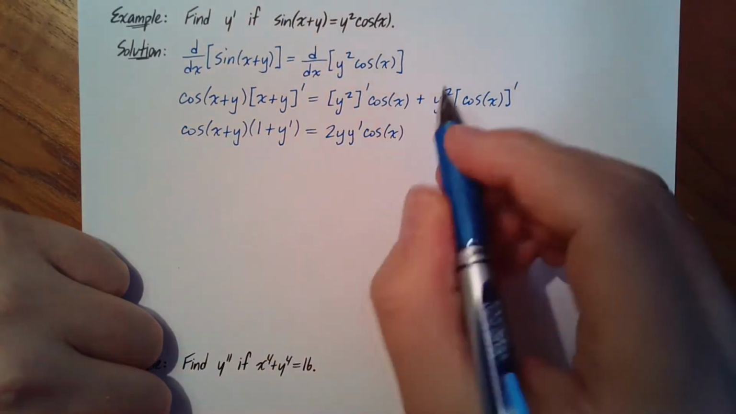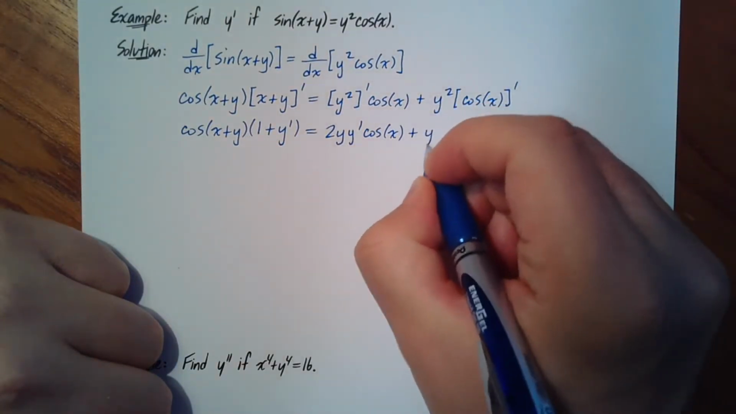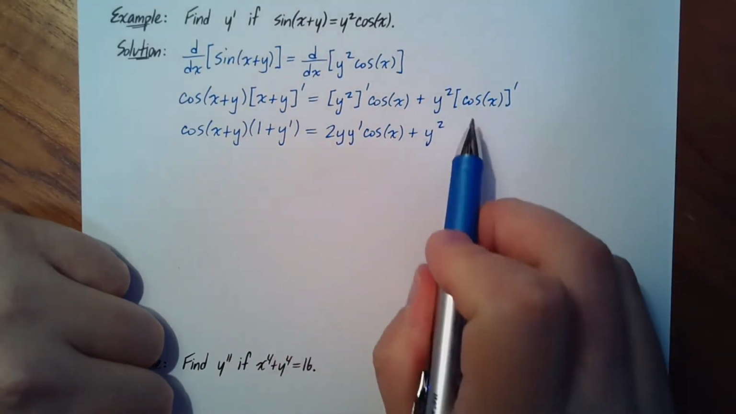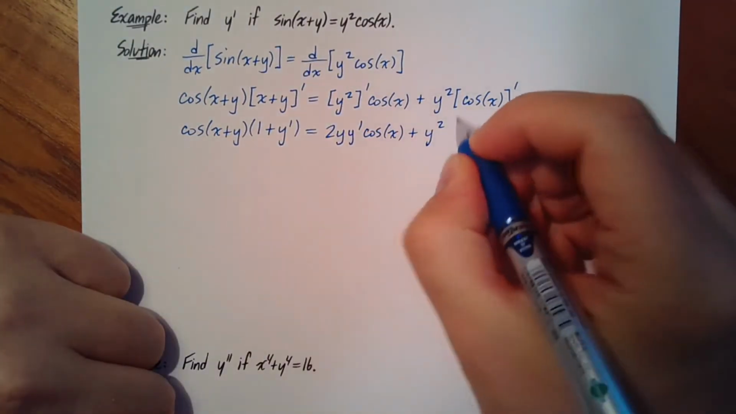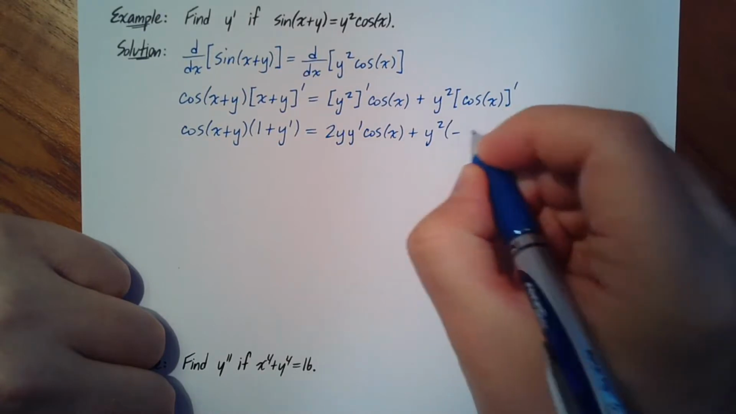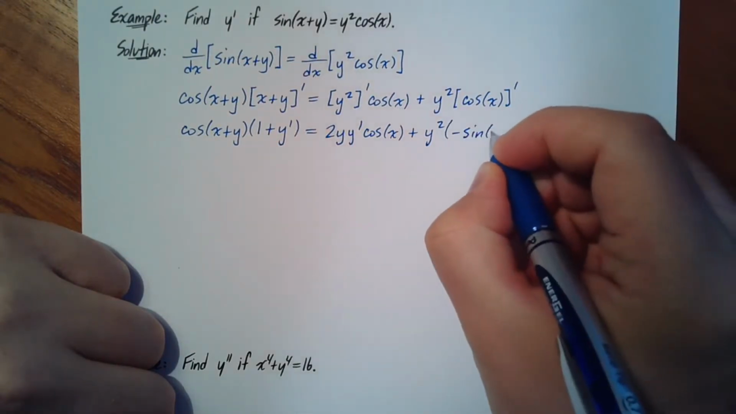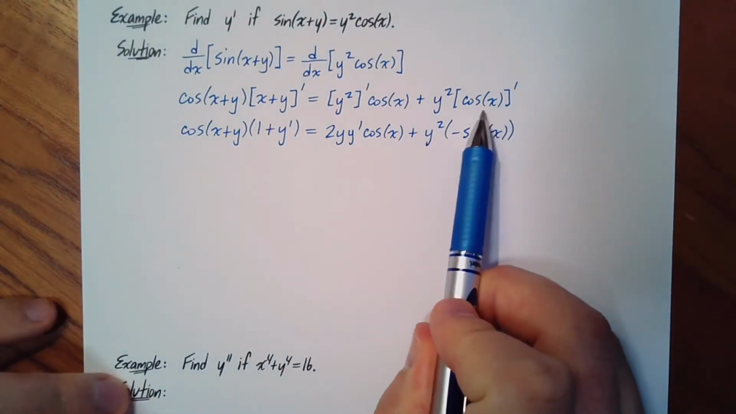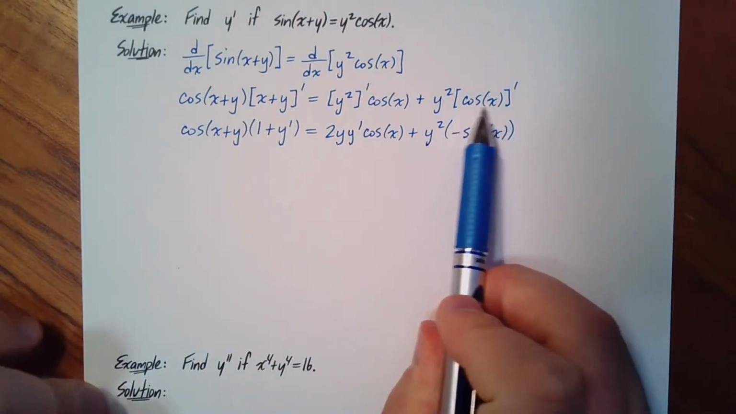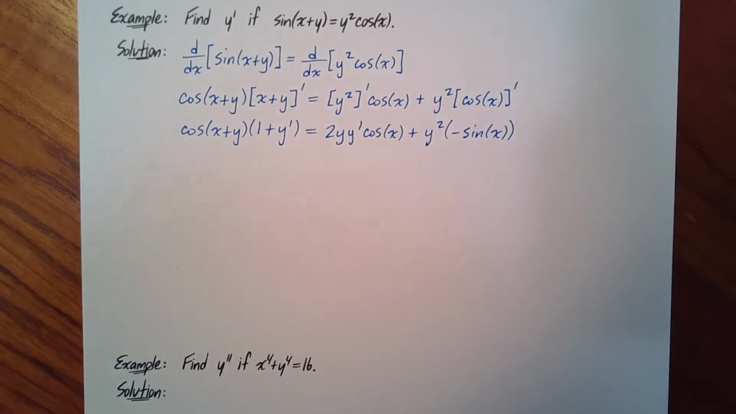Okay, now the second term, we've got y squared, but now we're going to differentiate cosine of x. Remember the derivative of cosine of x? It's negative sine. So we're going to multiply this by negative sine of x. And notice I don't have to do the chain rule here because this is a function of x, and there's no inside function, it's just cosine of x. So there's no need to do the chain rule there. So that takes care of all of the derivatives.